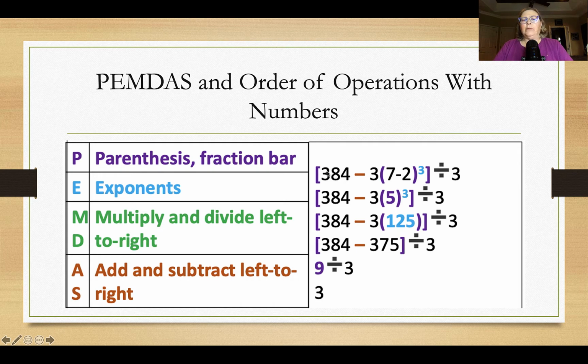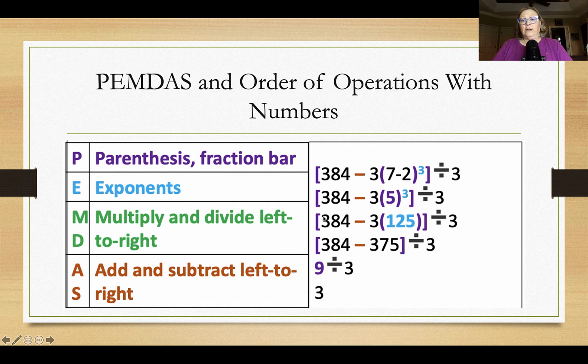And so there's an example over here of numbers. So we have 384 minus 3, parentheses 7 minus 2 cubed, and brackets divided by 3. So we do what's in the parentheses first. That's the purple part. So 7 minus 2 is 5. And then 5 cubed is 125.